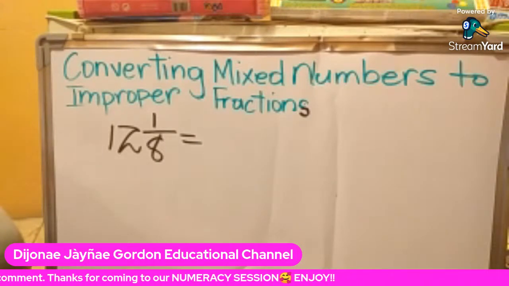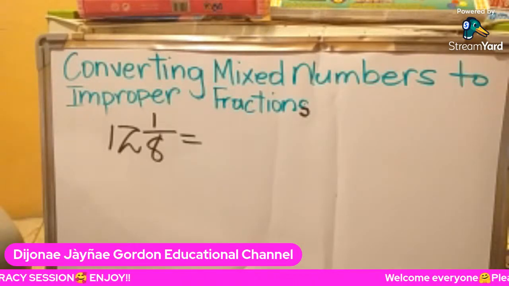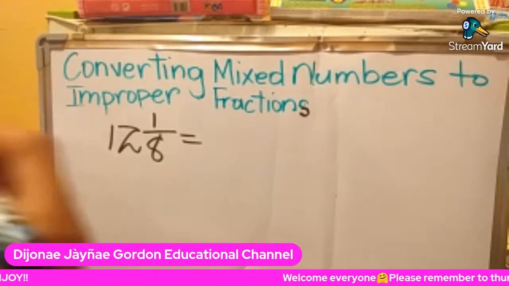Who's going to get that one? I see where Riri said 97 over 8. Mystic said 97 over 8. I see I have some quick fingers here, you know.